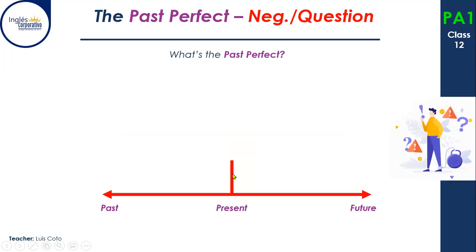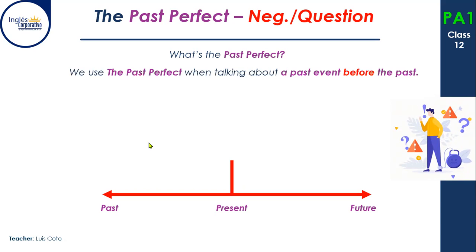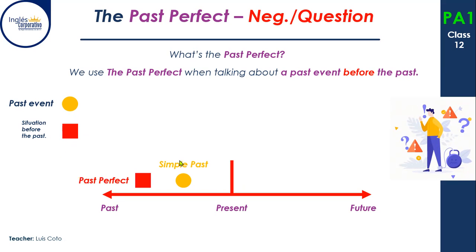Remember this from last night? Remember the chart? Yes. Okay. See, this is pretty much the same, but with small differences. All right, we represent the past event with a circle. There it is. And the orange square is the situation before the past. That means the past perfect. Okay, until there it is the same. But we have negative things and questions that we can practice.